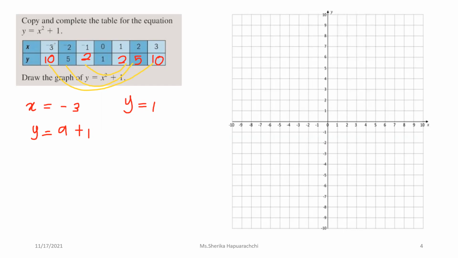Okay, my first coordinate is negative 3, 10. So this is my first coordinate. Then my second one, negative 2, 5. My third coordinate, negative 1, 2.